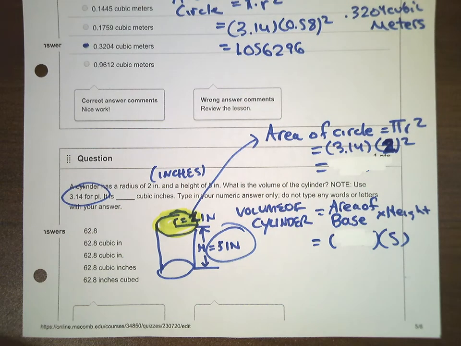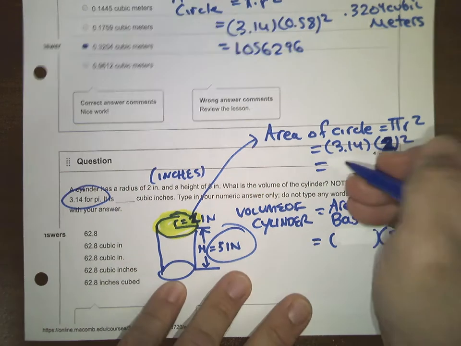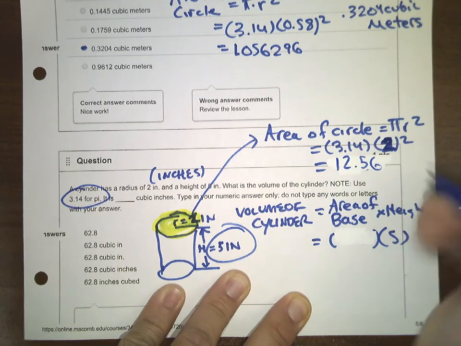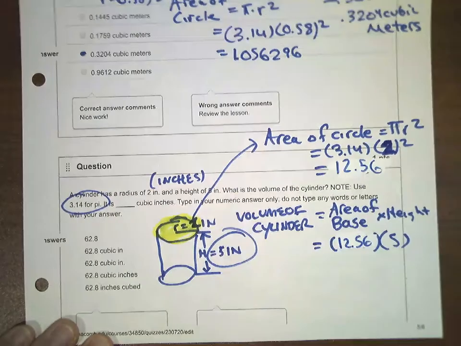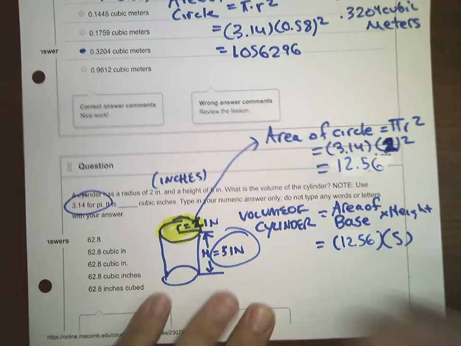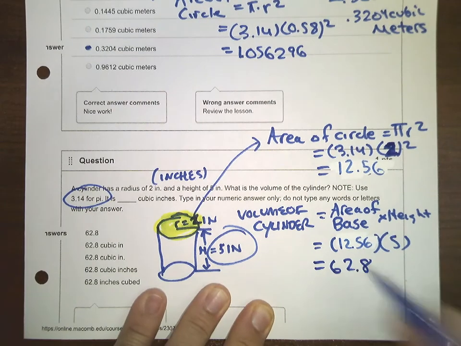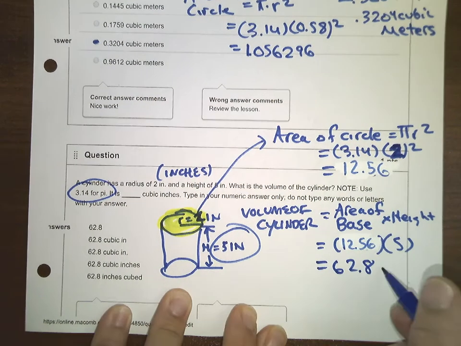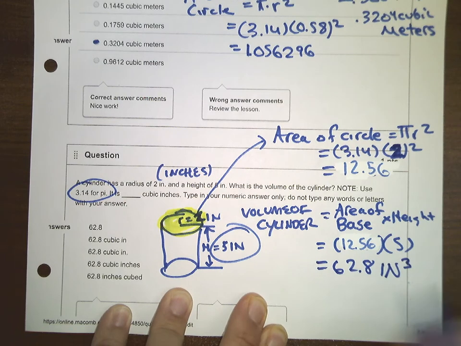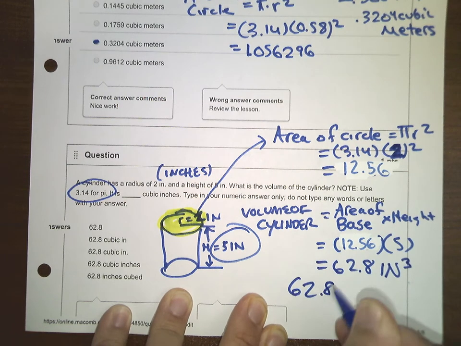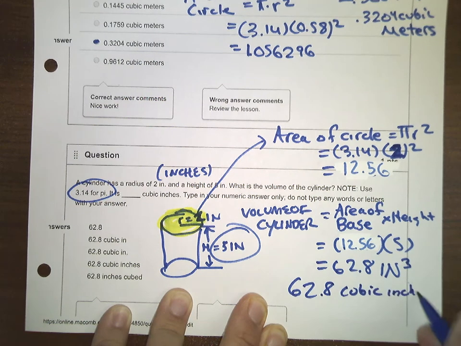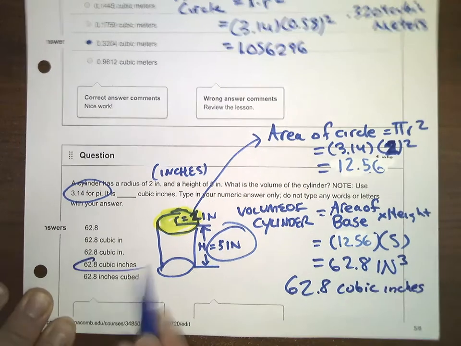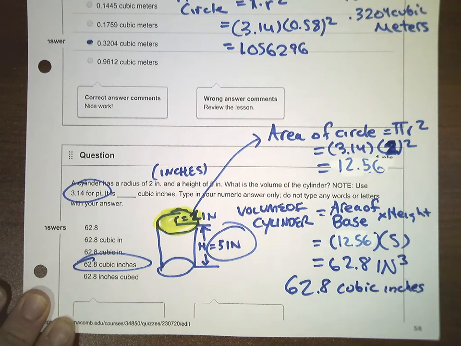Not a big deal. So 3.14 times 2 squared. That's 12.56. And 12.56 times 5 will be 62.8. The units are in inches, so this will be inches cubed, or just 62.8 cubic inches. All right, so there is the answer right there. What a time to be alive.